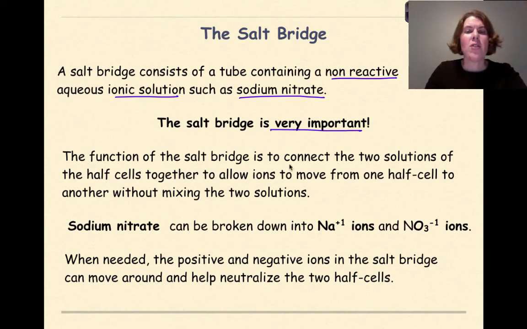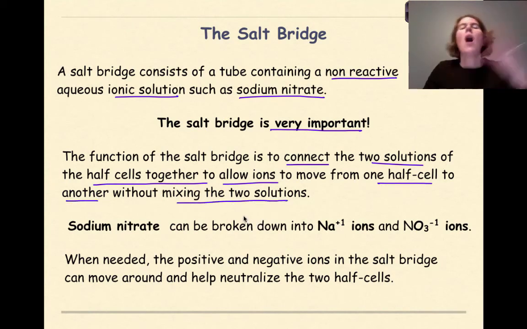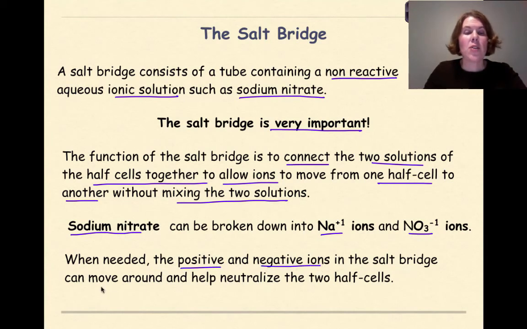The function of a salt bridge is to connect the two solutions of the half cells together to allow ions to move from one half cell to another without fully mixing the two solutions. So positive ions can travel, negative ions can travel, but it's not like we're taking the two half cells and dumping them together. We are not doing that. So we can see here again that sodium nitrate can be broken down into sodium ions and nitrate ions, and when needed, the positive and negative ions in the salt bridge can move around and help neutralize the two half cells.